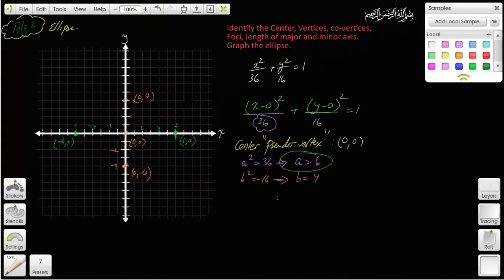So the vertices are 6, 0, and -6, 0, or you can just say plus or minus 6, 0. That's okay to do that too. And the co-vertices are x is 0 and plus or minus 4. You can say it that way. If you want to write it out, that's okay too.